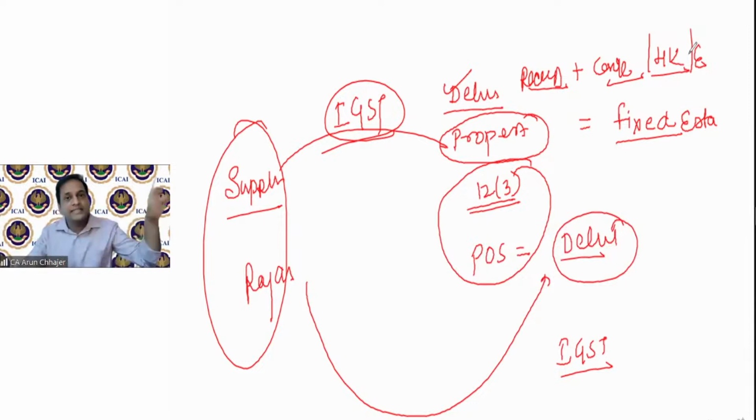Second case, let's say I have only the property, even if it is hotel property, and you are my customer who is taking it on rent. Everything is being managed by you. I'm giving only rent. In that case, yes, I can charge IGST, no problem, no requirement to take registration in Delhi.